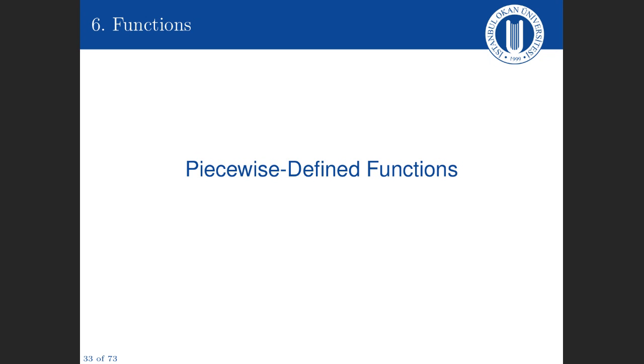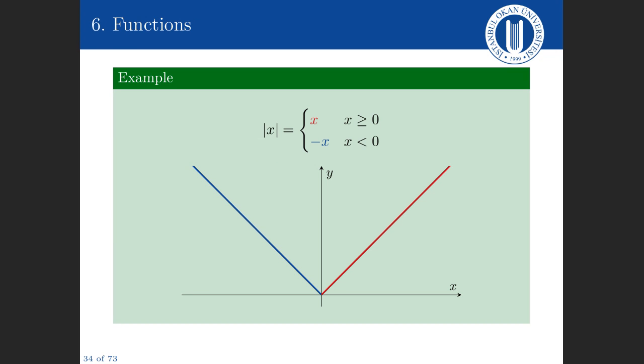I want to talk briefly about piecewise defined functions. Instead of using the same formula on all of the domain of a function, we might have more than one formula. For example, the function absolute value of x is equal to x if x is a positive number, or minus x if x is a negative number. We're writing this function in this way with different formulae in different parts of the domain.